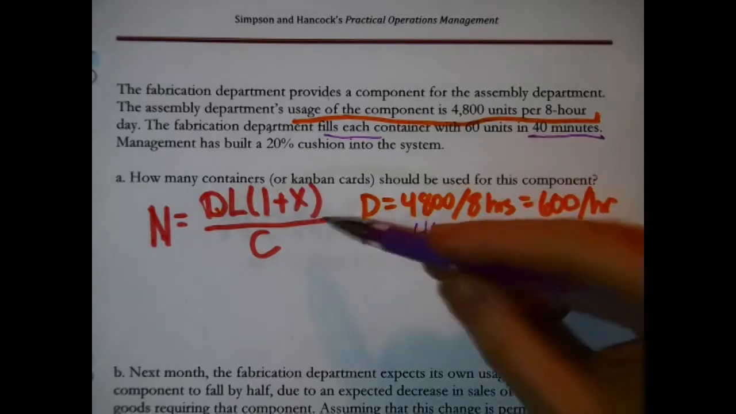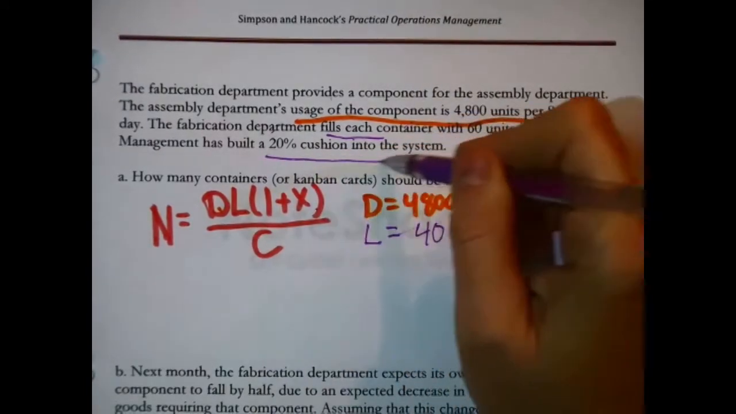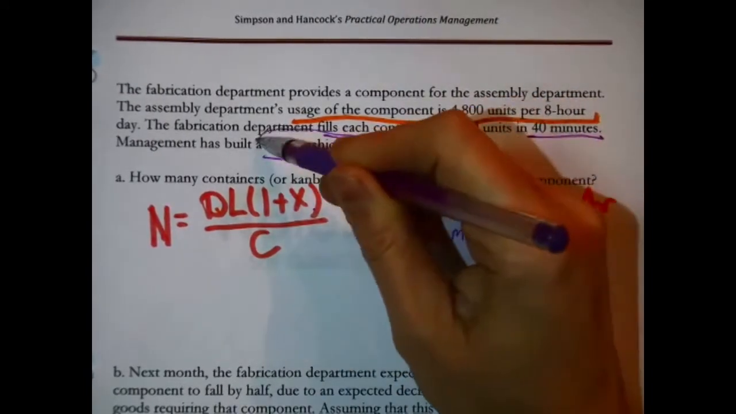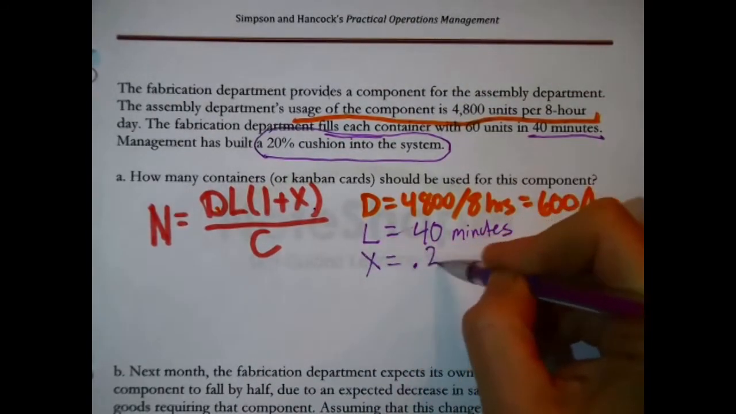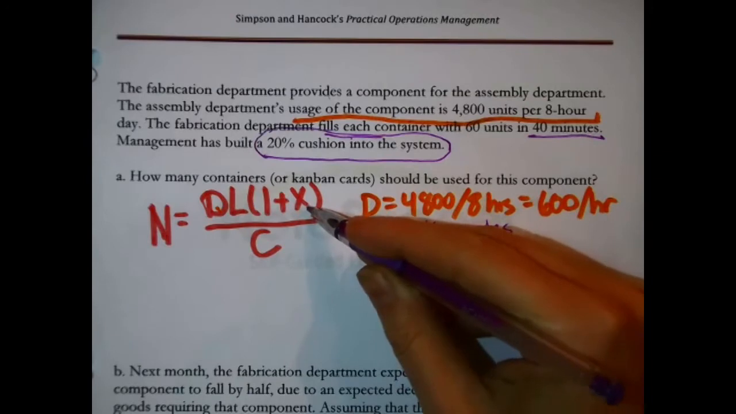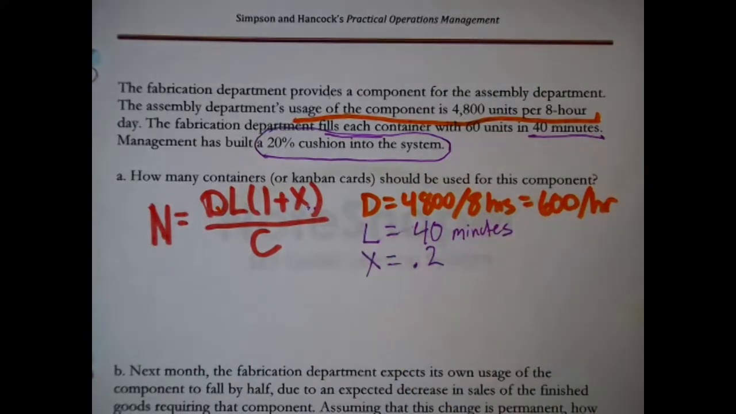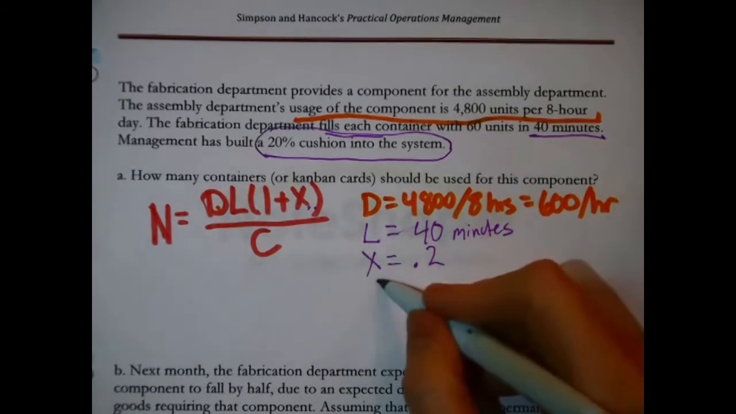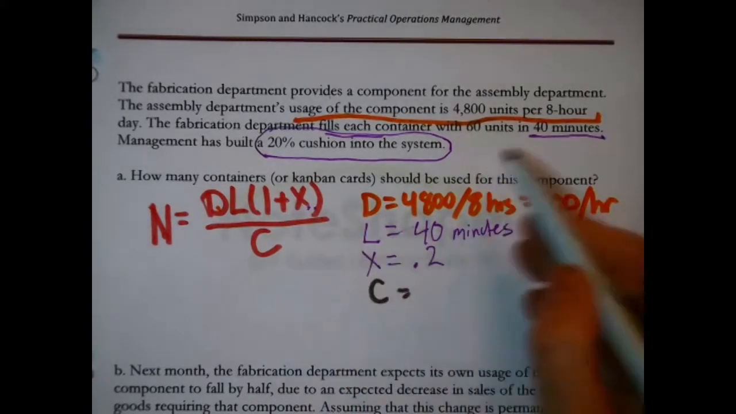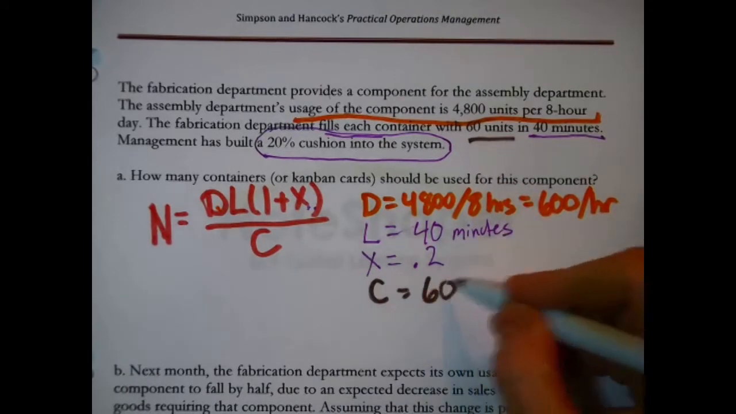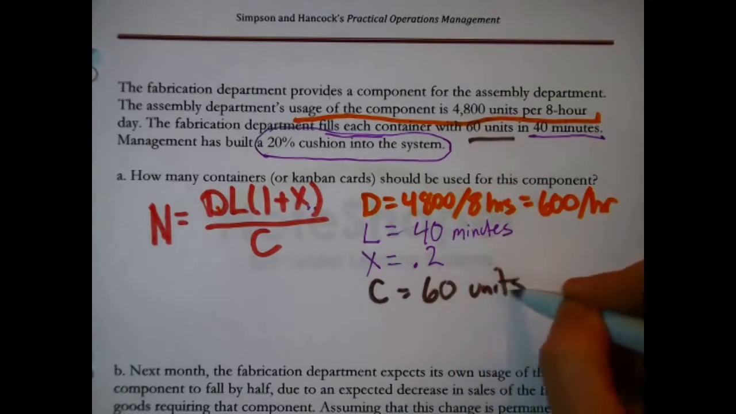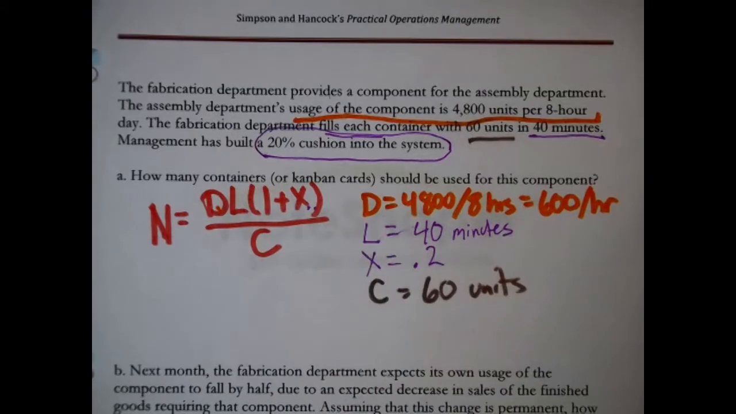We need X. X is that management coefficient, right? The cushion. Okay, 20% is 0.2. We needed the decimal form of it to put there. Got that. We need one other parameter, that's C. C is the container size. If they fill each container with 60 units, that must be its size. There, I think we have everything that we need in order to execute this formula.